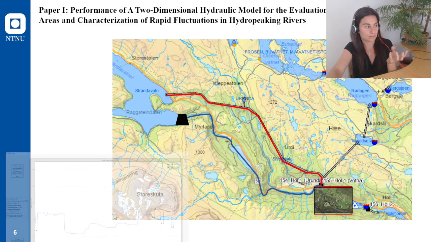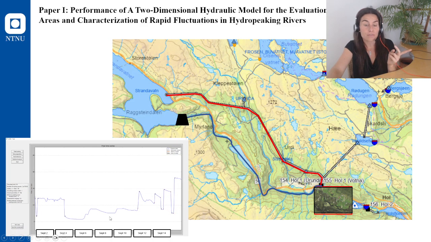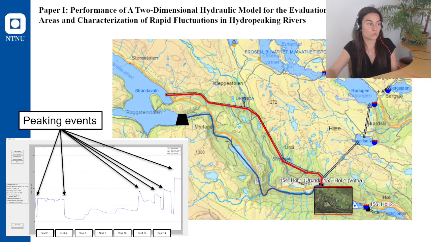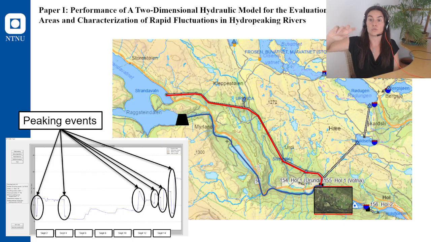What does this mean? It means the hydrograph looks something like this. This is a hydrograph that goes from September 2 to September 14th. And what we observe are what we call peaking events, or hydropeaking events, which are all these big fluctuations. This happens because they decide to turn the power plant on and off. It's like opening and closing the tap at home, right?